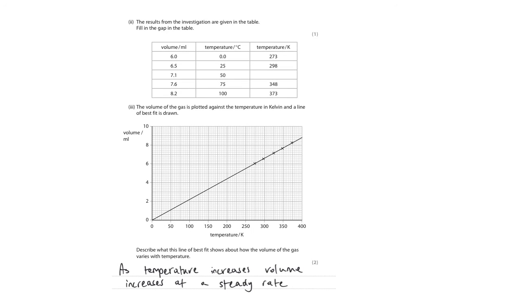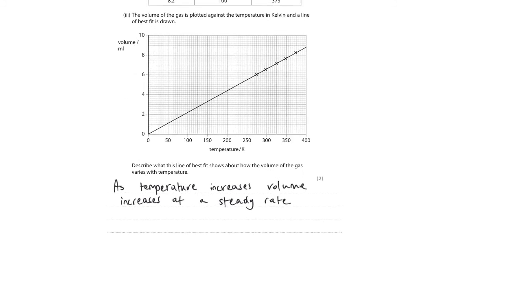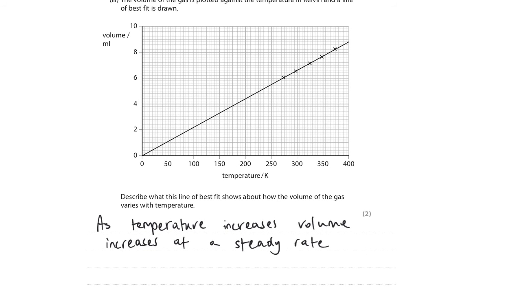The results from the investigation are given in the table. Fill in the gap in the table. For this, I'm just looking for any sensible number between 298 and 348. So I'm just going to put 315, okay? Anywhere in the middle is fine. Describe what the line of best fit shows about how the volume of the gas varies with temperature. It's a straight line which is going up, which means as temperature increases, volume increases at a steady rate.